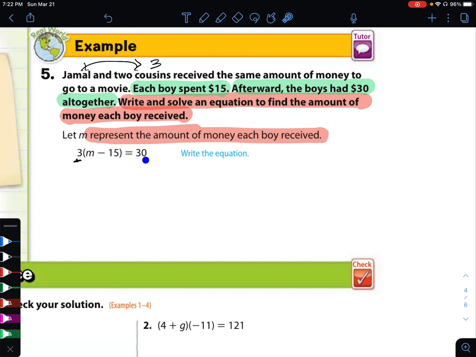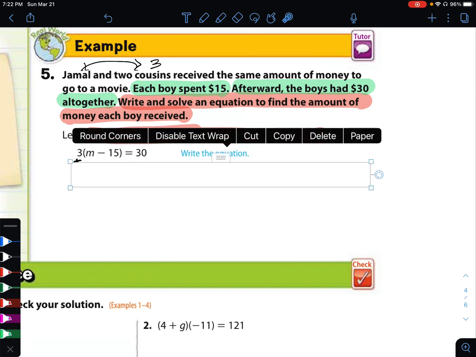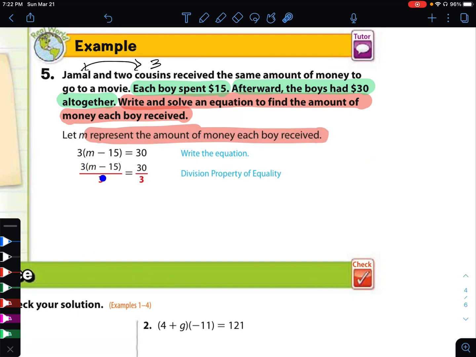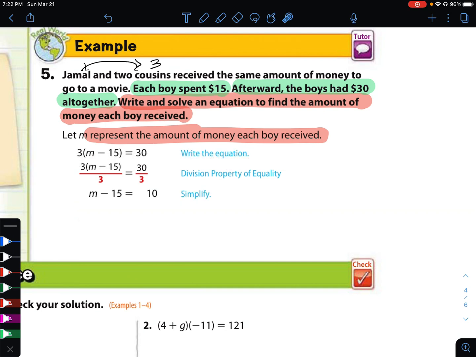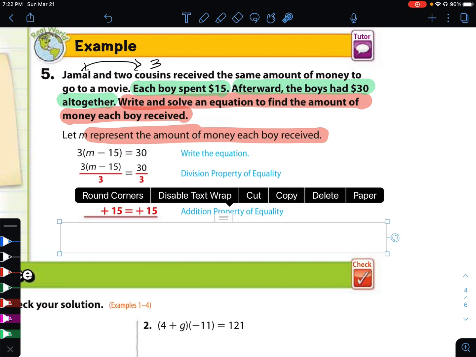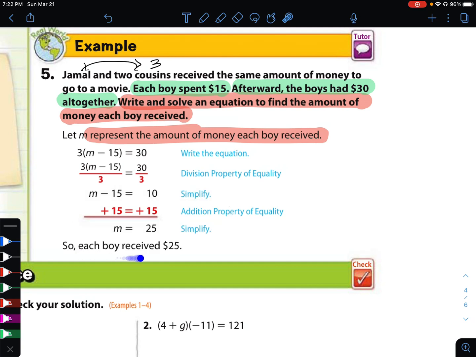Now we have an equation. We can solve this using the division property of equality. To undo 3, we divide both sides of the equation by 3. 3 is undone because it cancels out. We have M minus 15, and 30 over 3 is 10. So M minus 15 equals 10. And finally, to solve this, we undo negative 15 by adding 15 to both sides using the addition property of equality. This becomes 0. M equals 25. So each boy actually received 25 bucks.